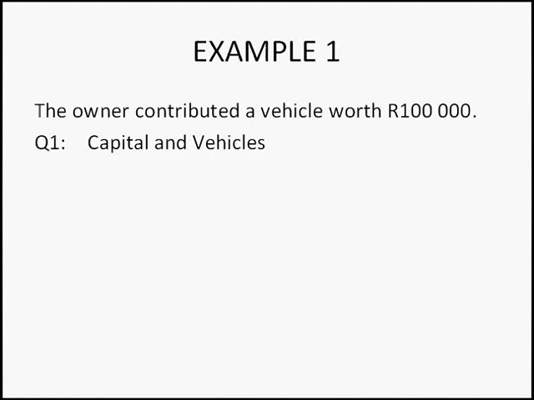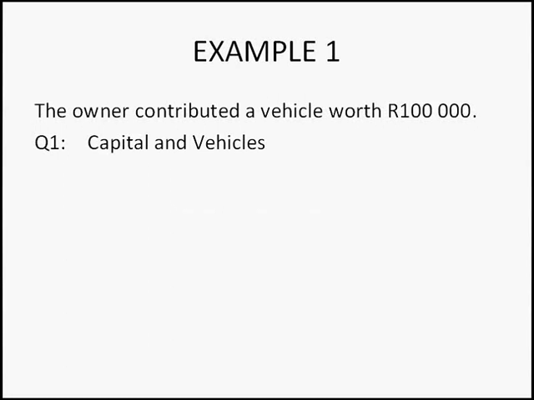Okay, so let's look at question 1. Question 1 said, what are the 2 accounts involved? Now, if you look at the sentence, the names of the accounts should pop out at you. Sometimes you just need to use different terminology. So the first part of the sentence says the owner contributed. If the owner contributes, it means he gives the business something, and we call that capital. So the first account that we'll work with is capital. The next part of the sentence says what he contributed. He contributed a vehicle. So the other account that we'll work with is vehicles. So now we've identified the 2 accounts that we're going to work with. The one is capital and the other one is vehicles.